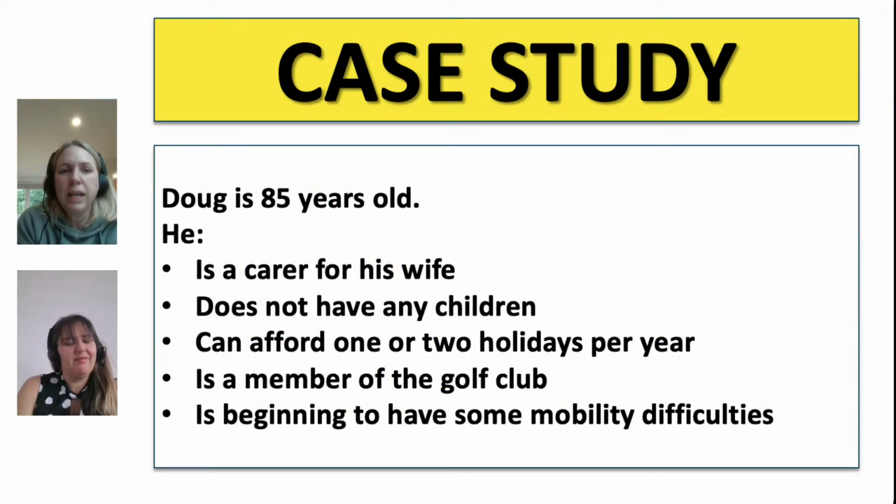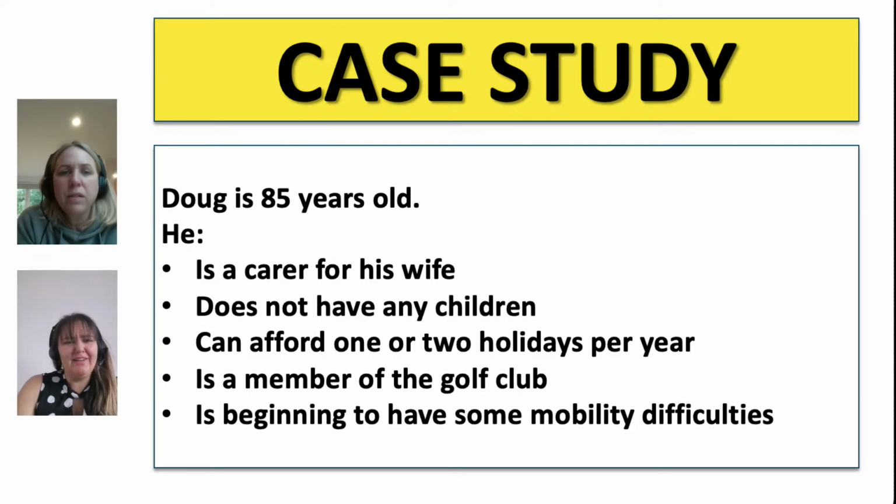So this is question 18, and we have Doug, who's 85. He's a carer for his wife. He does not have any children. He can afford 1 or 2 holidays per year. He's a member of the golf club, and he's beginning to have some mobility issues. So you should be reading that case study and thinking, which things might be more negatively impacting and which things might more positively impact? You can even put a little plus and a little minus next to them as you're reading them if you wanted to. Yeah, absolutely. As you're going through your case study, like you said earlier, Laura, you can be underlining things. So yeah, poor Doug.